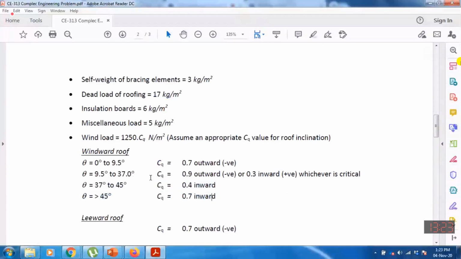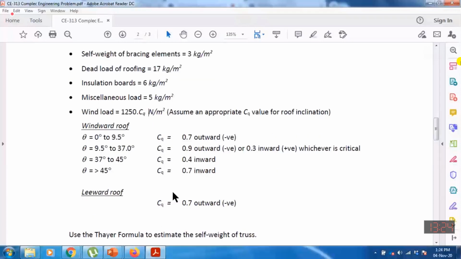But in our class example, if your angle falls between 9.5 to 37, then you will have two windward loads. One windward load for CQ value 0.9, negative, outward, and one positive. So you will have two windward loads, PWW1 and PWW2, one with positive sign, one with negative sign. So CQ value you will input accordingly. On the leeward side, PWL or the leeward wind load is computed by using a 0.7 negative factor.